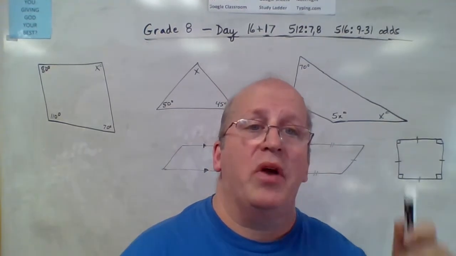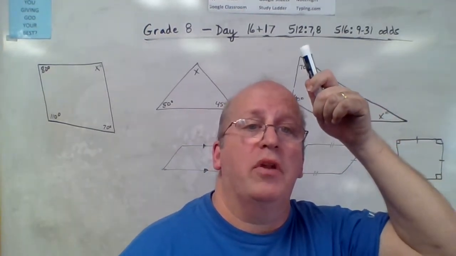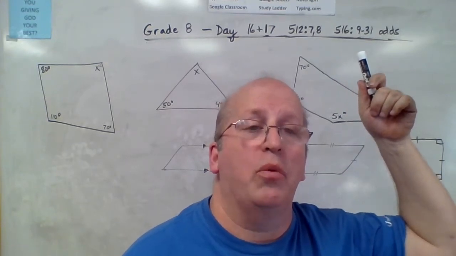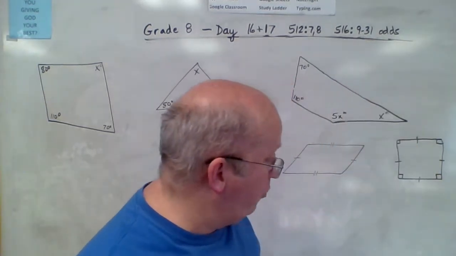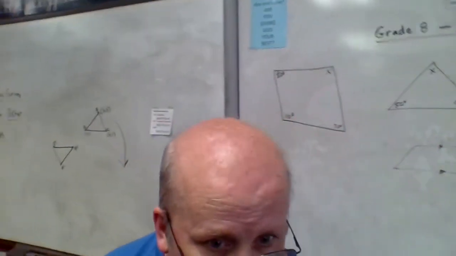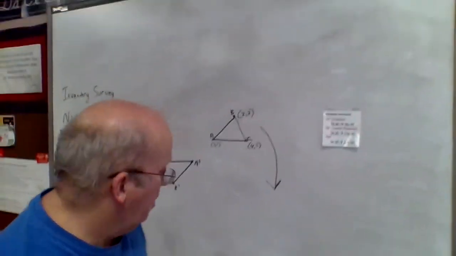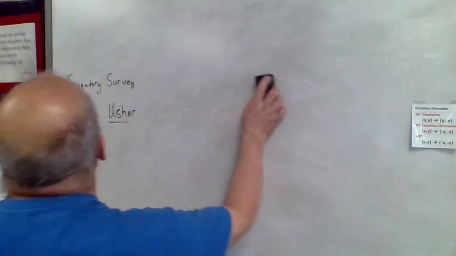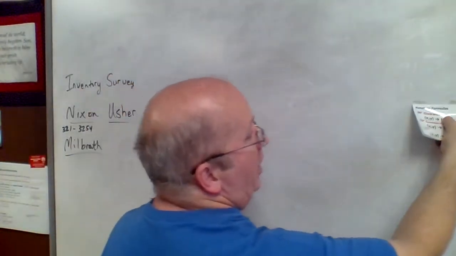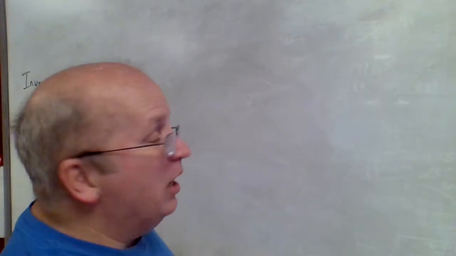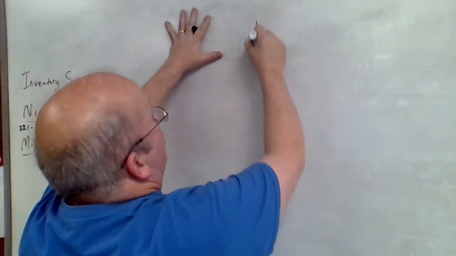Day 17, we've got problems on page 512, numbers 7 and 8, and page 516, numbers 9 through 31, the odds. Let's start first with talking about dilations on 512. What in the world is a dilation? Well, imagine that a dilation is simply either an enlargement of some sort of shape or figure, or the shrinking of some sort of shape or figure.